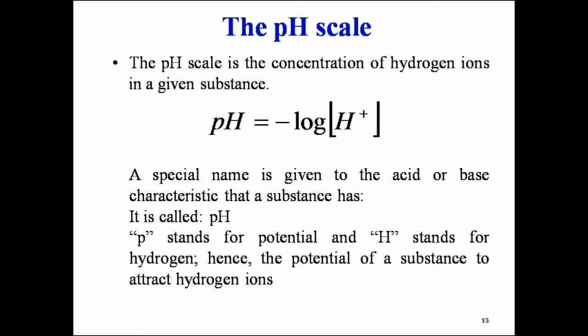So now we will see what pH is. pH is a scale of the concentration of hydrogen ions in a given substance. Mathematically, pH is equal to minus log of the concentration of H+ ions. A special name is given to the acidic or basic characteristic that a substance has. It is called pH. P stands for potential and H stands for hydrogen. Hence, it is the potential of a substance to attract hydrogen ions.